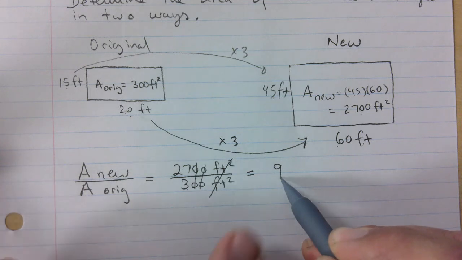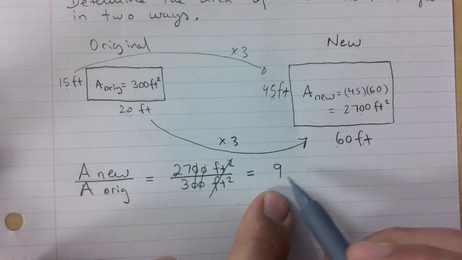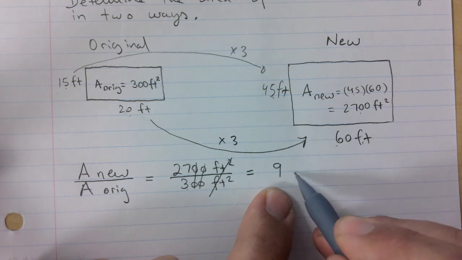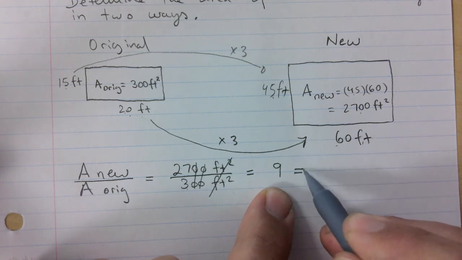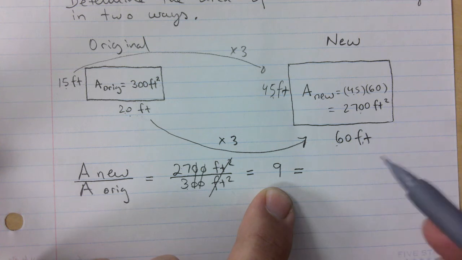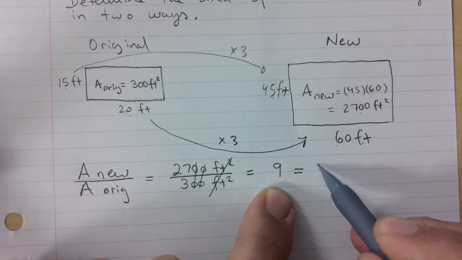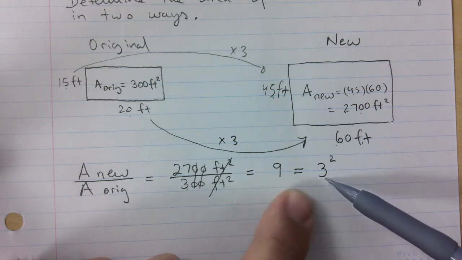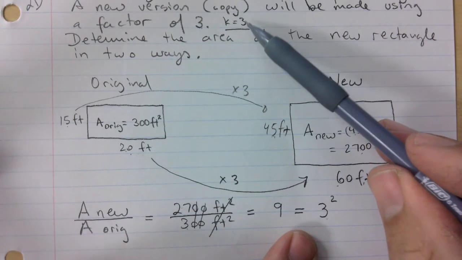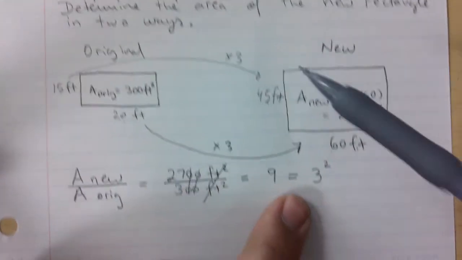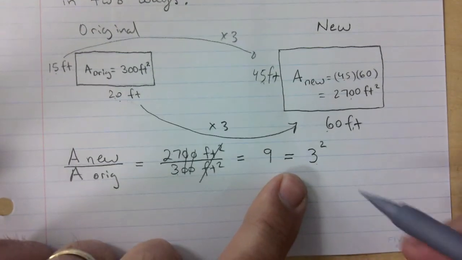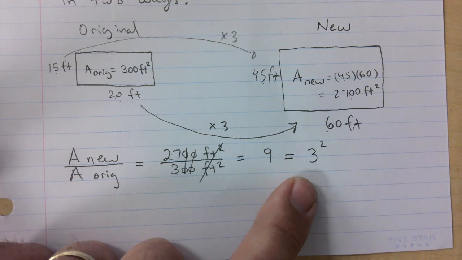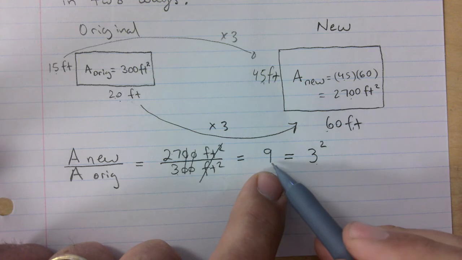Okay? What does this look like? How can you rewrite this as a power? How can you write 9 as a power? 3 squared. Okay. So the 3 should ring a bell, right? My scale factor is 3. And so how have the areas been affected? Just by 3? No, they've been affected by 3 squared. So they've been affected by a factor of 9.